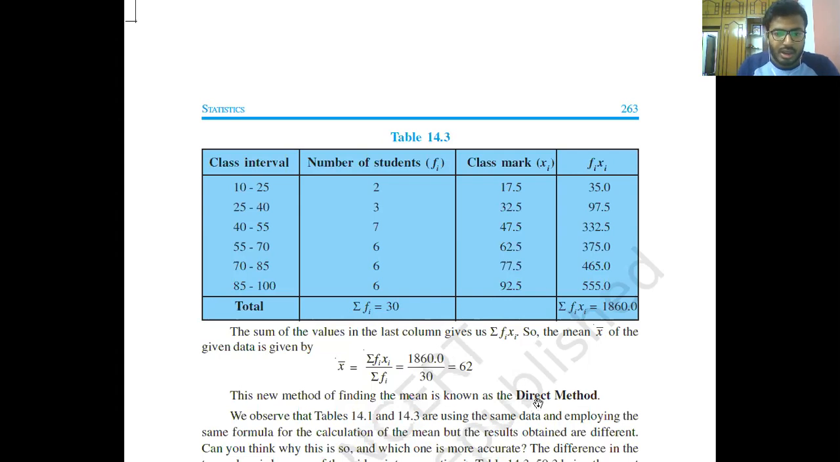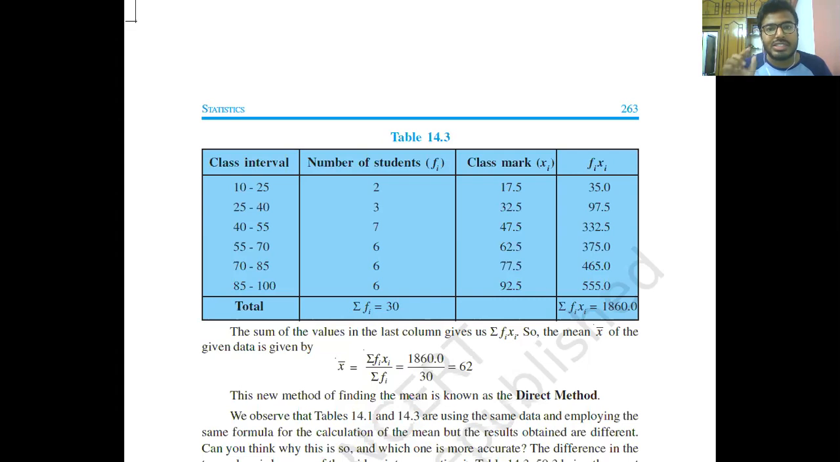Okay, now we are going into the next method, that is the assumed mean method. You have to remember that for grouped data you can find the mean in any of three methods, that is direct method, assumed mean method, and the step deviation method. In any method you do, you will get the same answer. There is no problem in using any of the formulas or methods to find the mean.